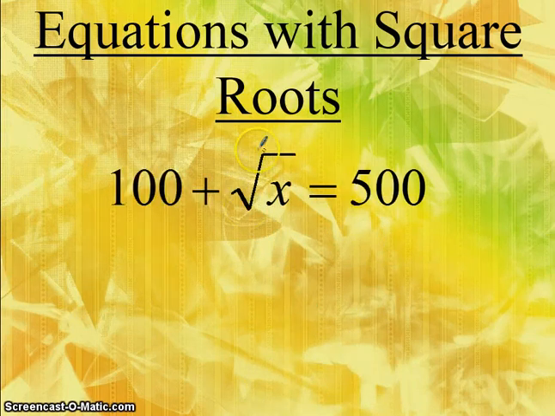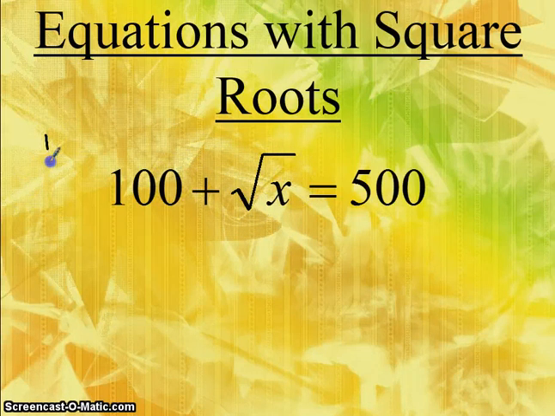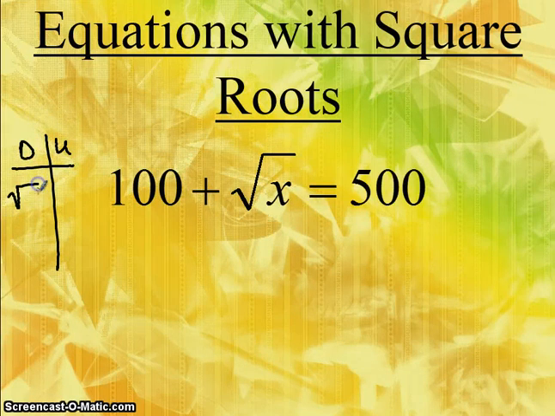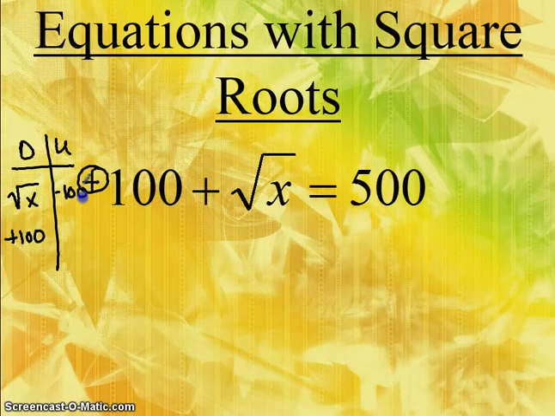This problem is very similar to the last, except that the algebraic term is on the right of the constant. So if you make a do and undo chart, you're going to see that we would first have to square root x, and then we'd have to add 100 because it's a positive 100. So to undo this, we're going to have to subtract 100 and square each side.